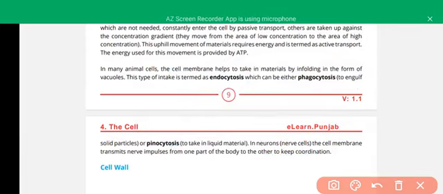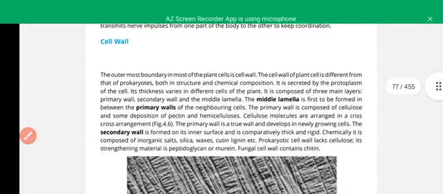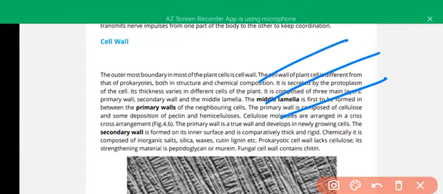You know the basic structures. Then we'll come across the cell wall. The cell wall is the outermost boundary of the cell, only found in certain types of plants and some fungi. It is composed of outer membrane, inner membranes, like primary wall, secondary wall, and middle lamella.